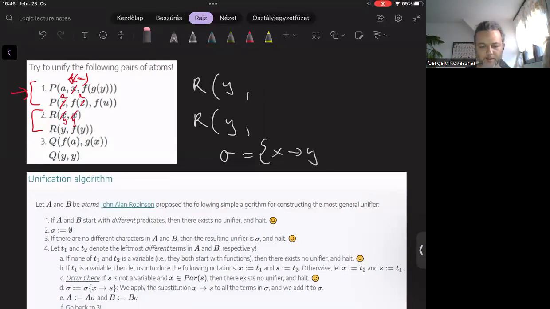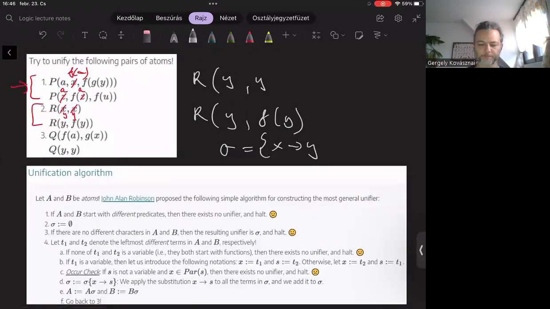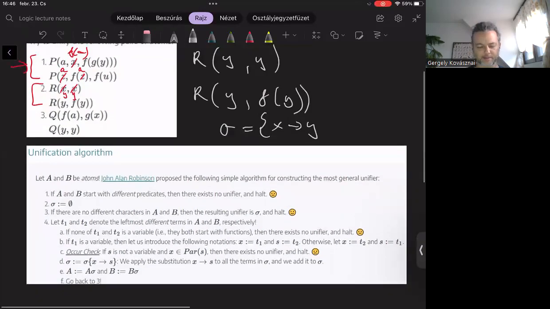Therefore, in the next step, in the next iteration, we have to unify Y against f of Y. And this is interesting. At the beginning, everything seems okay, but when executing the occur check, we hit an obstacle because this variable occurs inside the other term, and this is prohibited. This is what the occur check checks, actually.